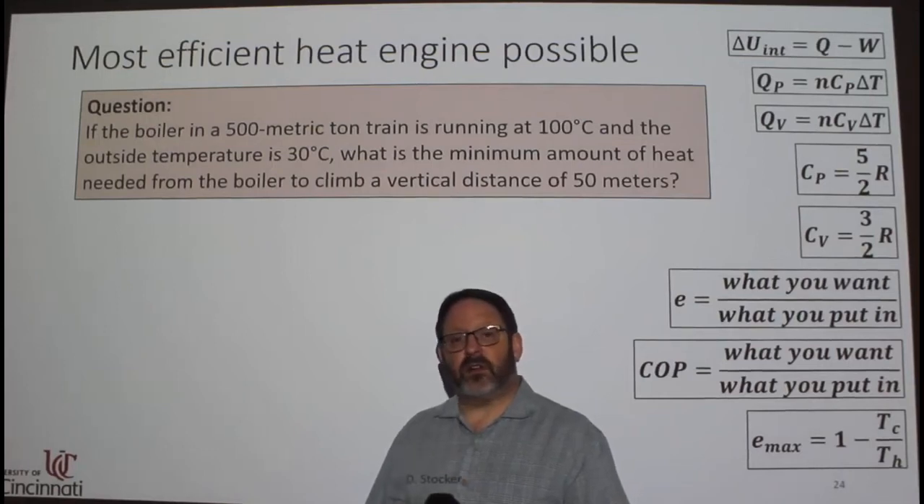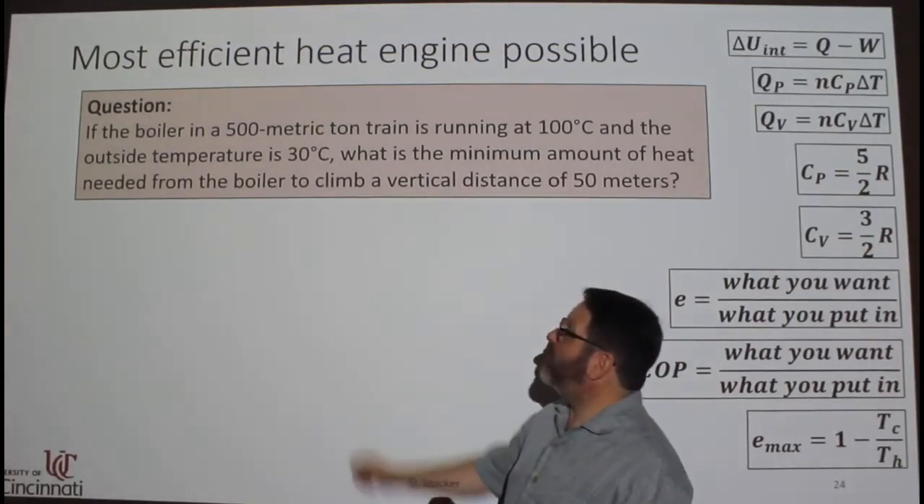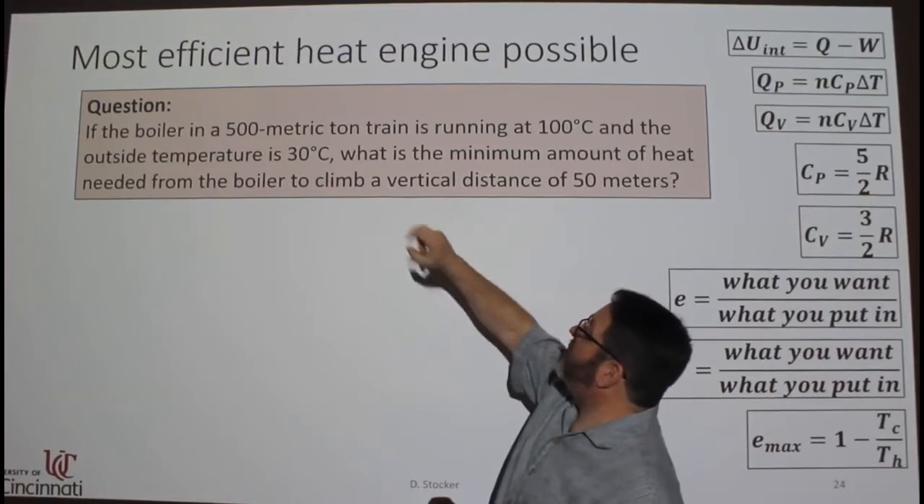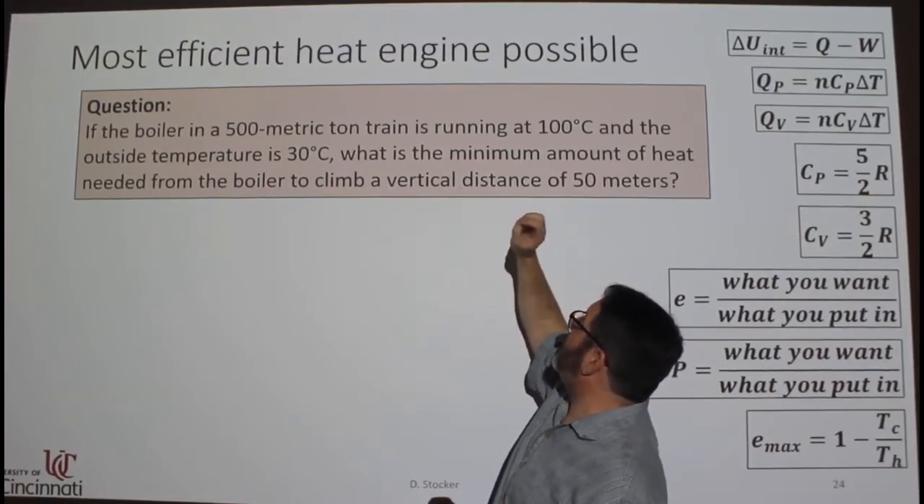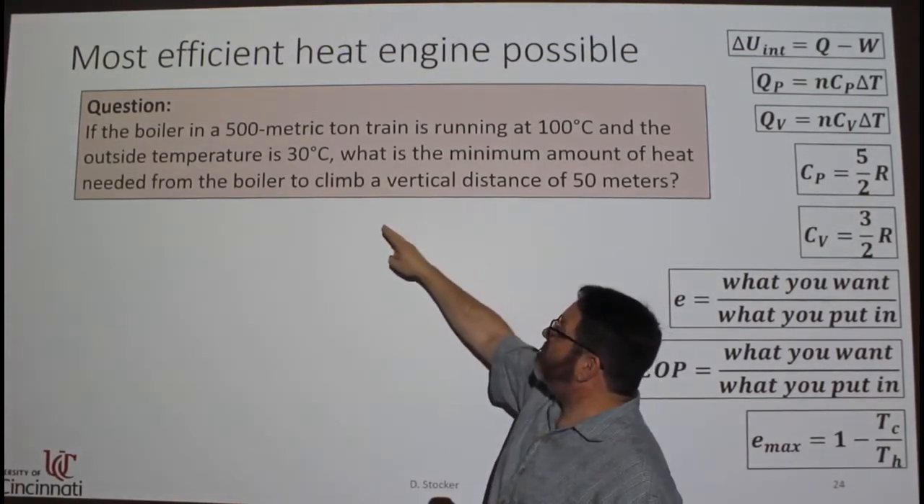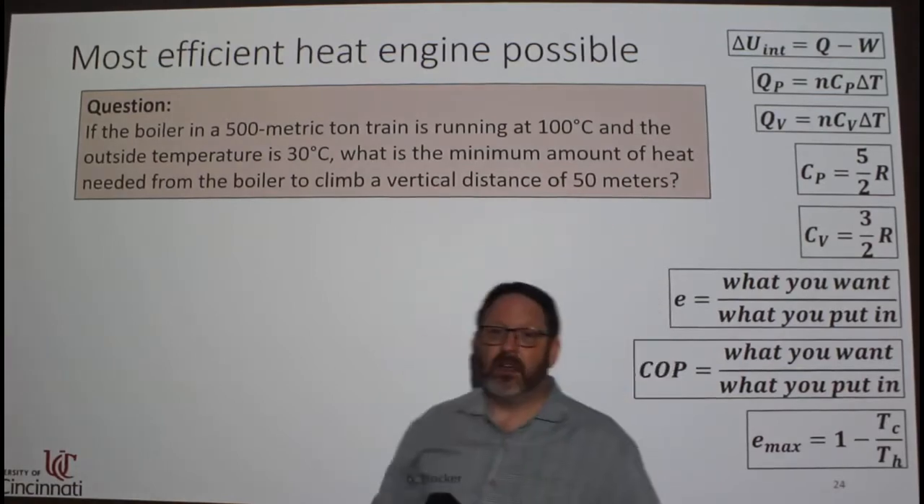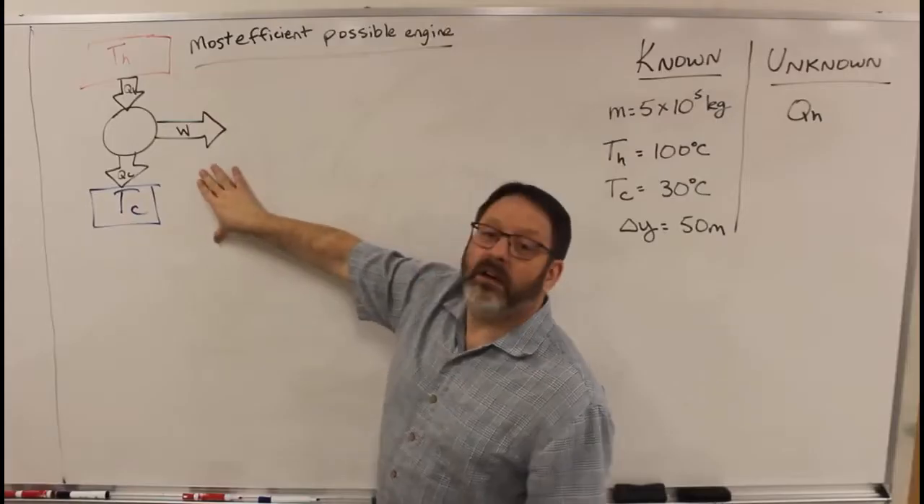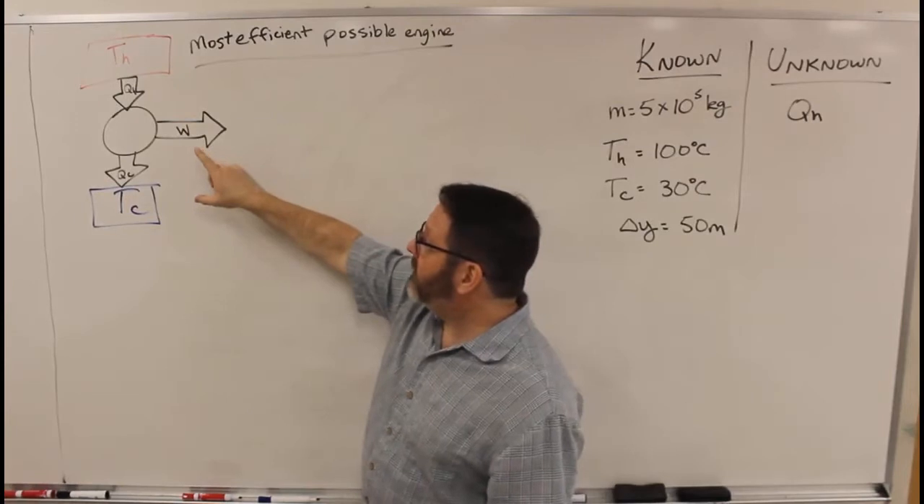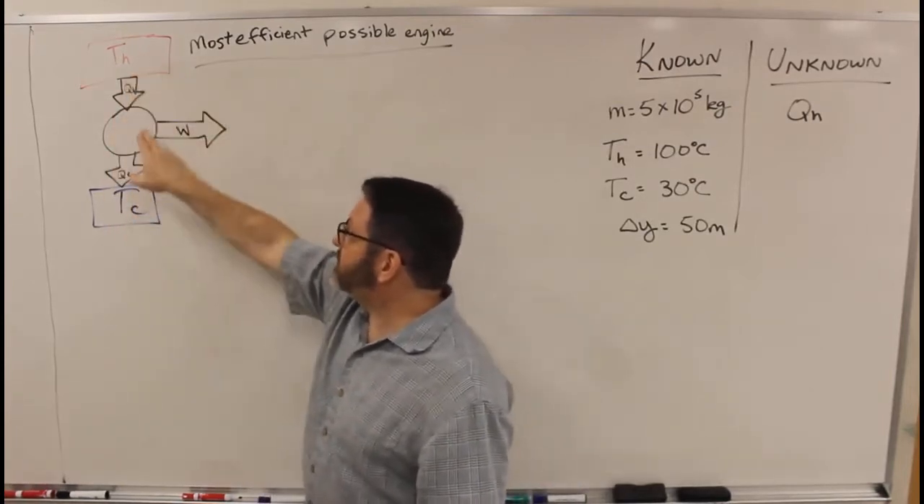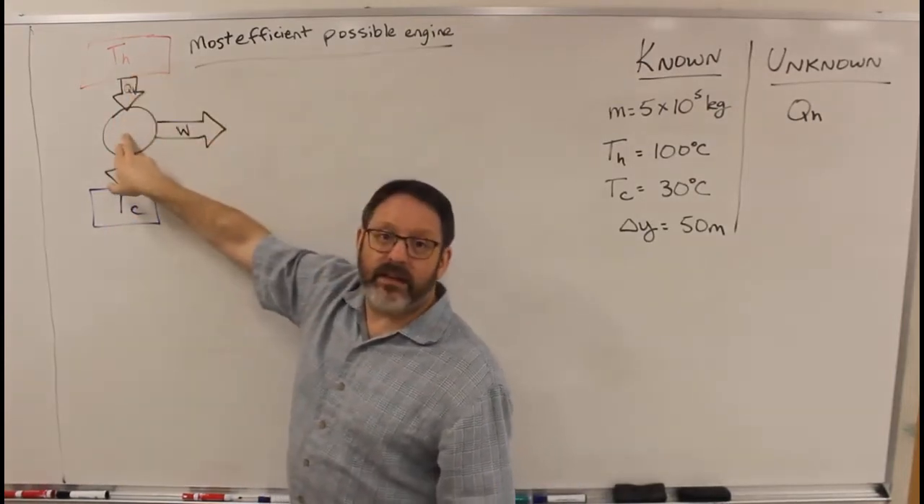In this video, I'll look at the amount of heat that's needed from the boiler of a 500 metric ton train in order for the train to climb a vertical distance of 50 meters. Okay, so here I've set up a diagram that shows the hot side, the cold side, work being done. This is the heat engine.